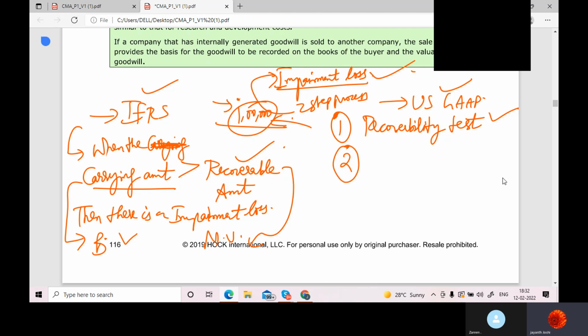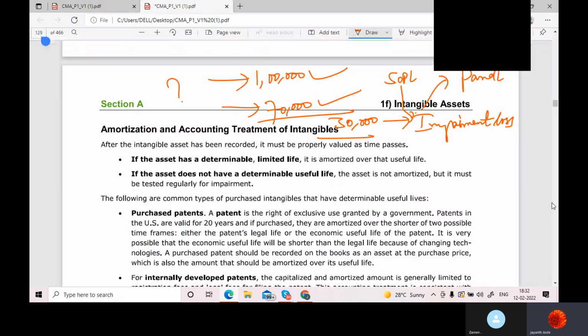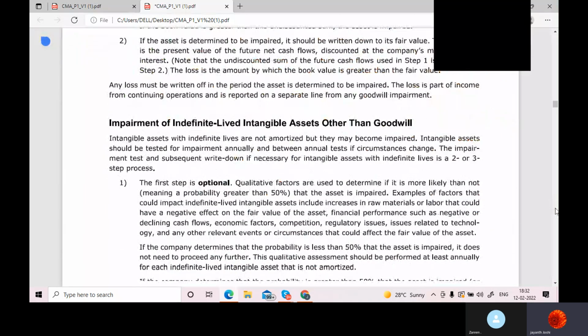Okay, so I'll explain one example here. Please follow this example. I'm writing a question here. Follow this up.